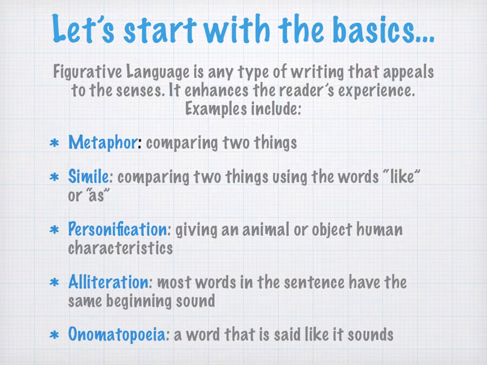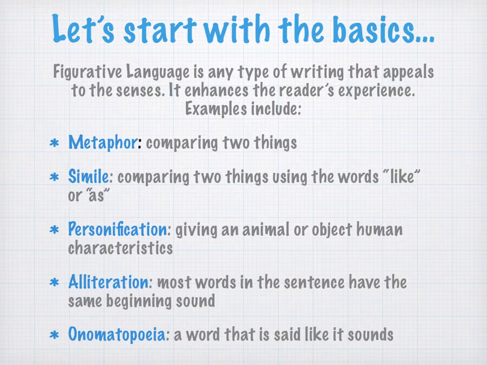Personification. We've talked about this one before. Personification is giving an animal or an object human characteristics, so treating something that isn't a human like a human. Alliteration. It's when most words in the sentence have the same beginning sound, so you get the same effect throughout the whole sentence. And an onomatopoeia. This is a fun word to say. Onomatopoeia. An onomatopoeia is a word that is said like it sounds.